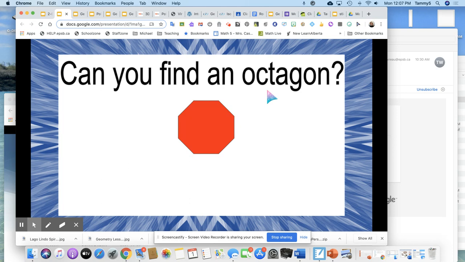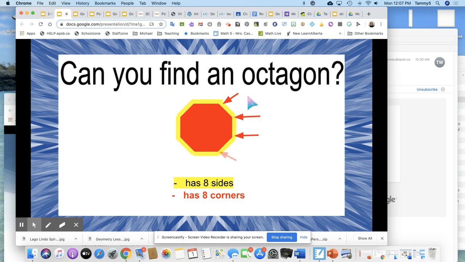Okay, our last shape. To find an object for it, it'll probably have to be an object. It might be the face of something. I don't know what you're going to find, but an octagon has 8 sides. 1, 2, 3, 4, 5, 6, 7, 8, and has 8 corners. 1, 2, 3, 4, 5, 6, 7, 8. Now, hopefully you're thinking, hey, I know what this looks like. You might have to walk down your street to find this example and come back to the video.